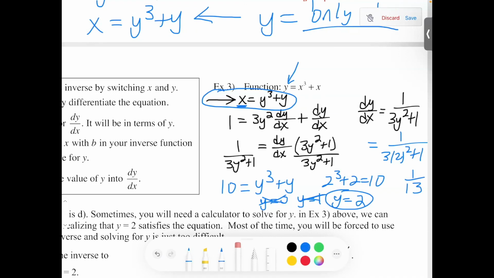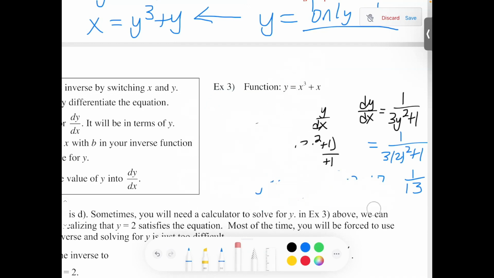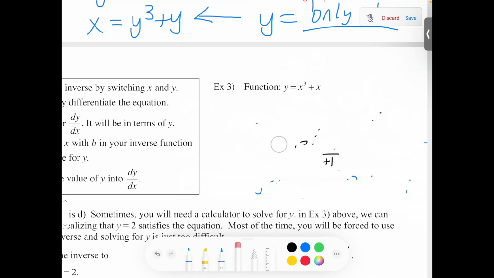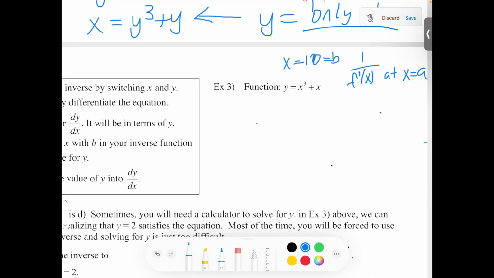I'll show you another way to do this problem, using the definition that they gave us earlier, that the derivative of the inverse is equal to the reciprocal, 1 over f prime of x at x equals a. Remember, they gave us x equals 10, which was actually equal to b. So we would still need to solve the equation and figure out what a was.